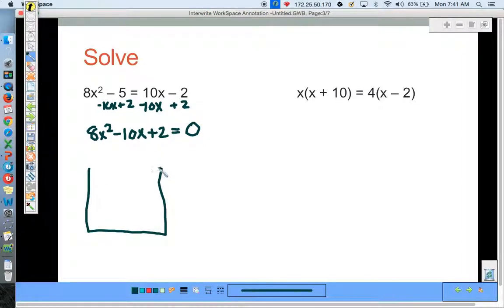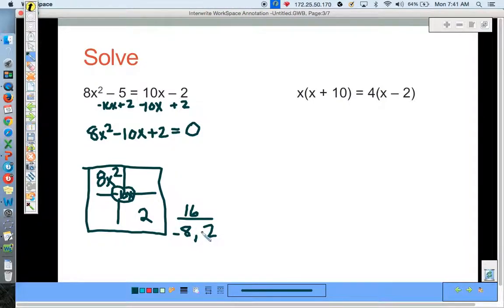And now we can do that box and circle. We can try factoring it. So we have 8x squared, negative 10x, positive 2. 8 times 2 is 16. So multiplies to 16 and adds to 10. Well, I know that's 8 and 2. Since it's negative 10, we'll make them both negative. So we have negative 8x and negative 2x.